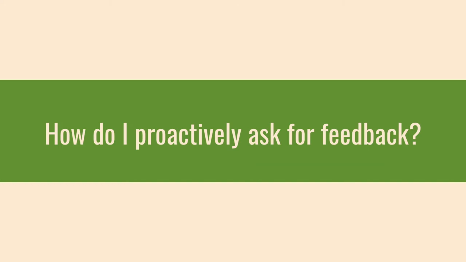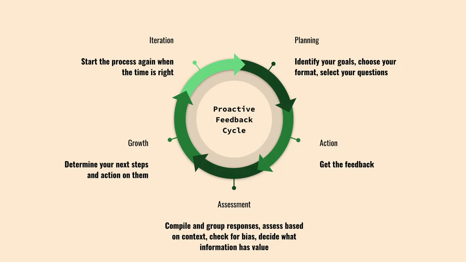So how do you proactively ask for feedback? Asking for feedback is a cycle. When we take control of this process, separating from our yearly performance review or however it is that your company mandates feedback be given to you, if at all, you're going to go through the cycle. You're going to start with the planning phase, and then you're going to go into action, and then to assessment, to growth, and then iteration. You don't get to do this one time and then say you're done. You're done for now, but you're going to need to do this again.